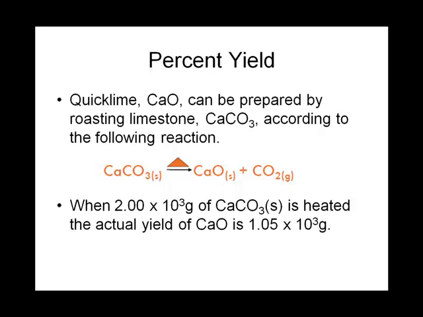Well, here's the problem. When 2.00 times 10 to the third grams of calcium carbonate is heated, the actual yield of quicklime is 1.05 times 10 to the third grams. Your task right now is to figure out what the theoretical yield would be based on calculating using stoichiometric problems. Once you have the theoretical yield, then you can figure out the percent yield. So that's the actual problem. What are you calculating? You're calculating the percent yield.